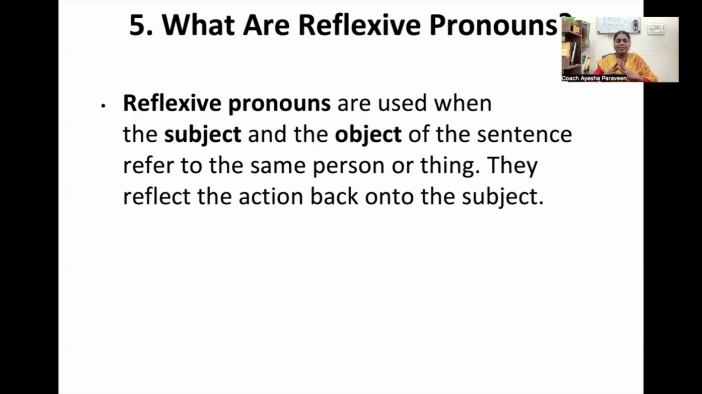I know this is not a very clear explanation. When I explain with sample sentences, you will get a clear understanding of what a reflexive pronoun is. But keep in mind that reflexive pronouns are used when the subject and the object of the sentence are the same, referring to the same person. The doer of the action and the receiver of the action is the same. At that time we use a reflexive pronoun.